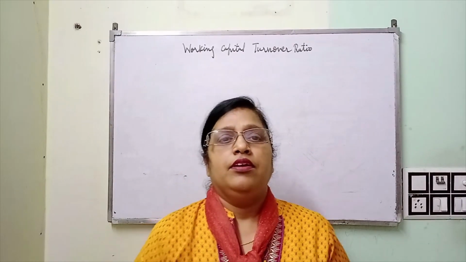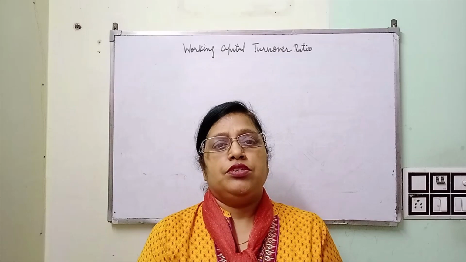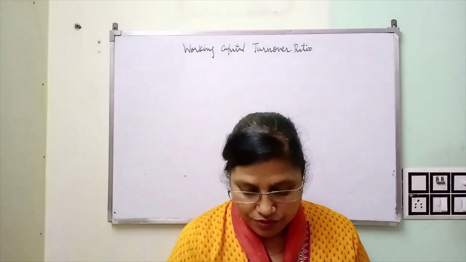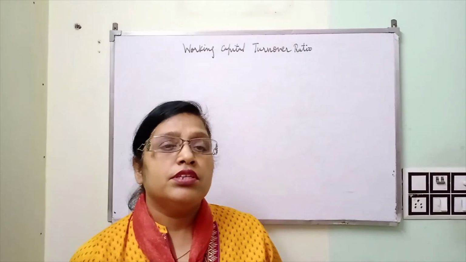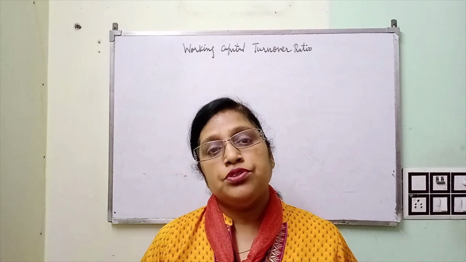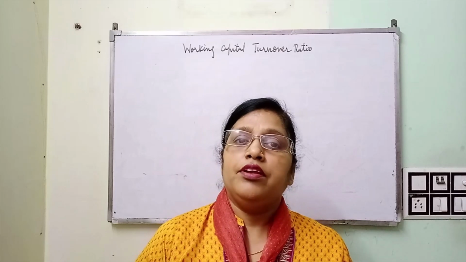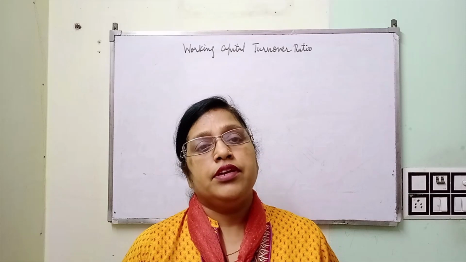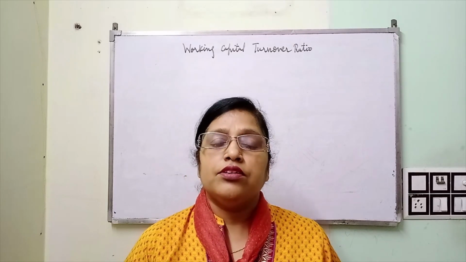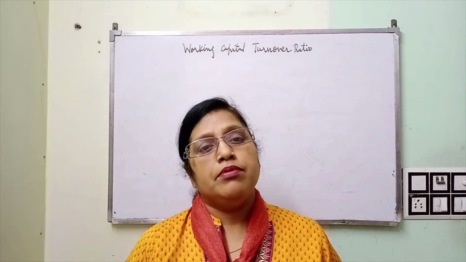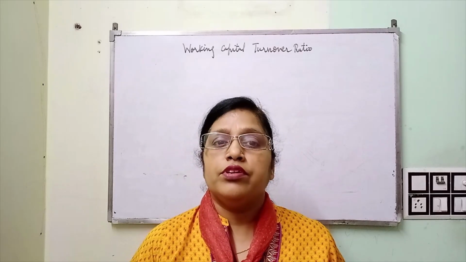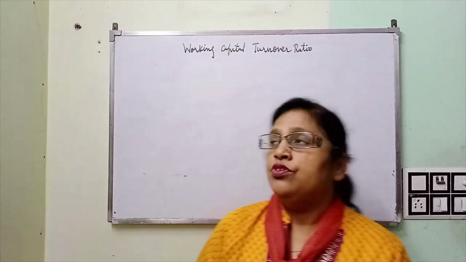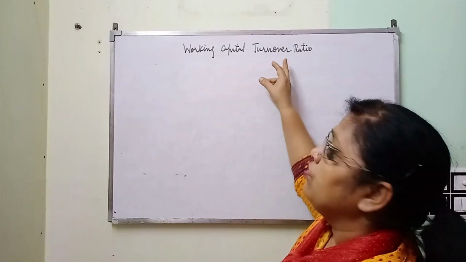Welcome back. So, in today's lecture, we will do working capital turnover ratio. As we have started turnover ratios, they are also known as activities ratio, and in that part, three ratios we have covered. They are stock turnover ratios, debtors turnover ratios, creditors turnover ratio, or we can say trade payables turnover ratio, trade receivable turnover ratio, and inventory turnover ratio. Now, in this lecture, in this video, we will do working capital turnover ratio.